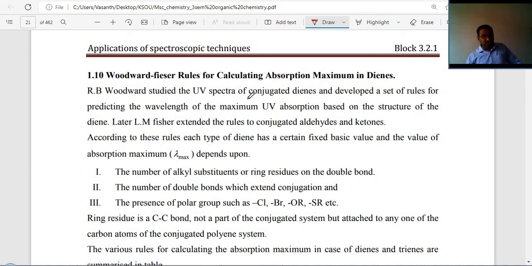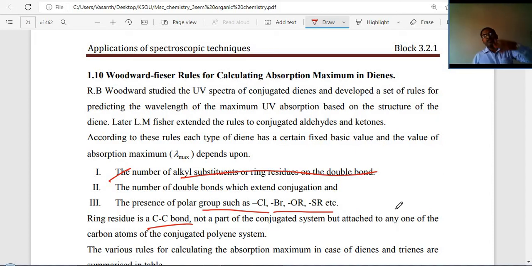What are the Woodward-Fieser rules for calculating absorption maximum in dienes? Here are the important steps: the number of alkyl substituents or ring residues on the double bond, the number of double bonds which extend conjugation, and the presence of polar groups such as chlorine, bromine, OR, SR, etc. A ring residue is a carbon-carbon double bond, not a part of the conjugated system, but attached to any one of the carbon atoms of the conjugated polyene system.